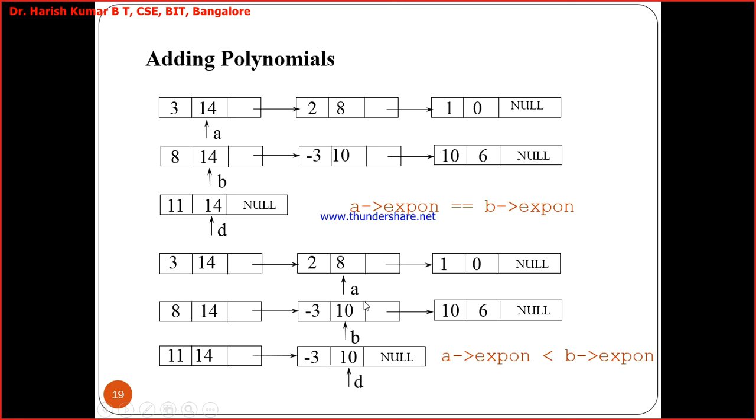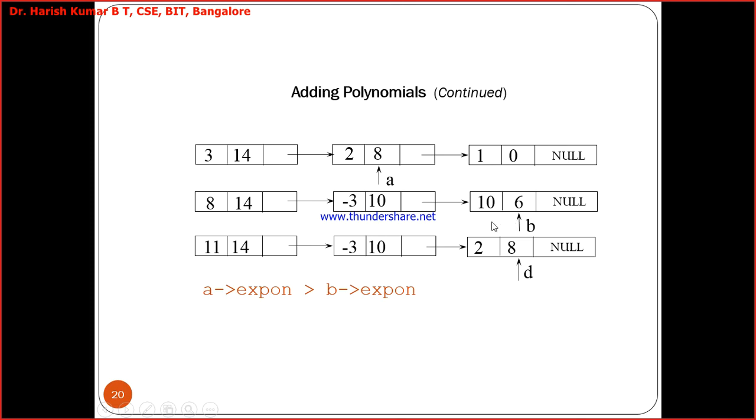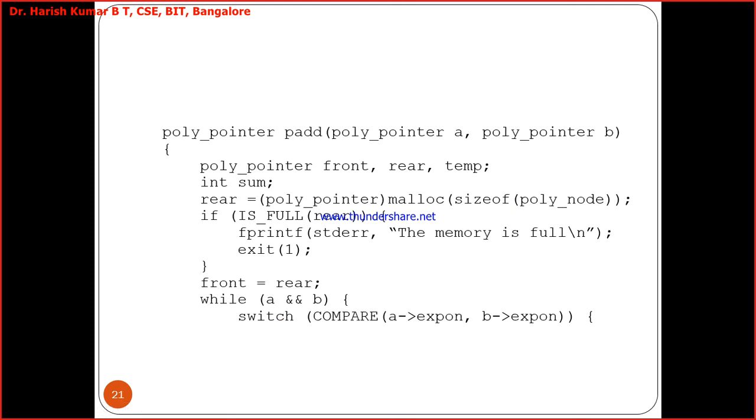What you have to do is increment only b. So a is not incremented, a still points here itself, and b is incremented. Next I'm again comparing the exponent of a with the exponent of b. The exponent of a is now higher, so the next term in the resultant polynomial is 2, 8, and a is incremented. This process we repeat until we reach the end of the polynomial. And the implementation of the same you also understood. So this was the corresponding implementation for it.